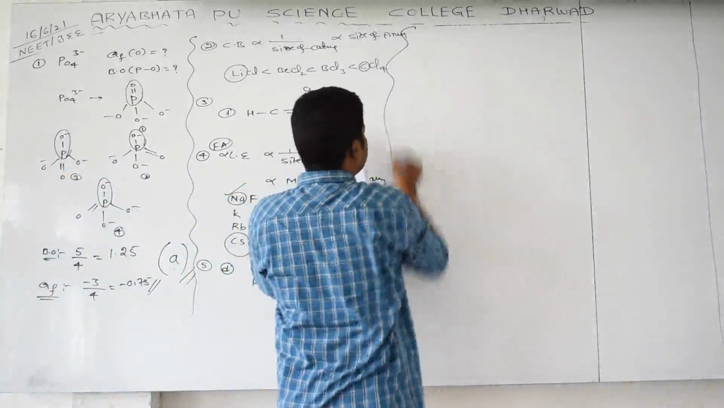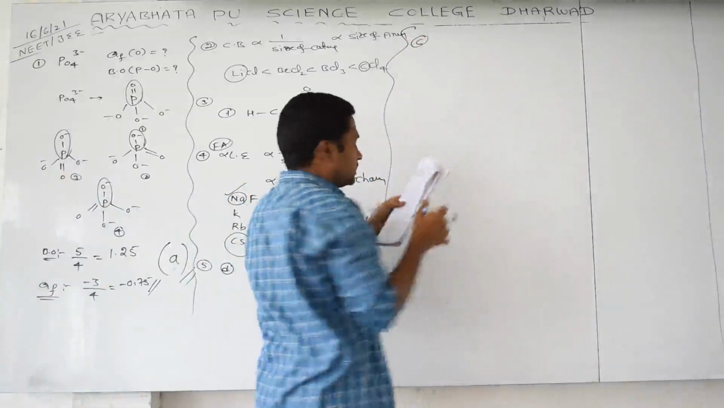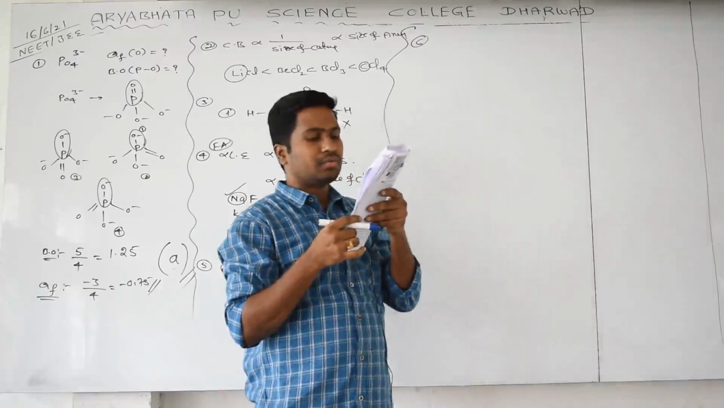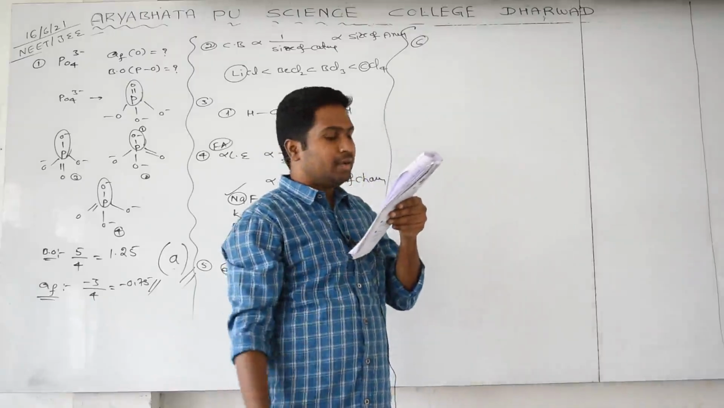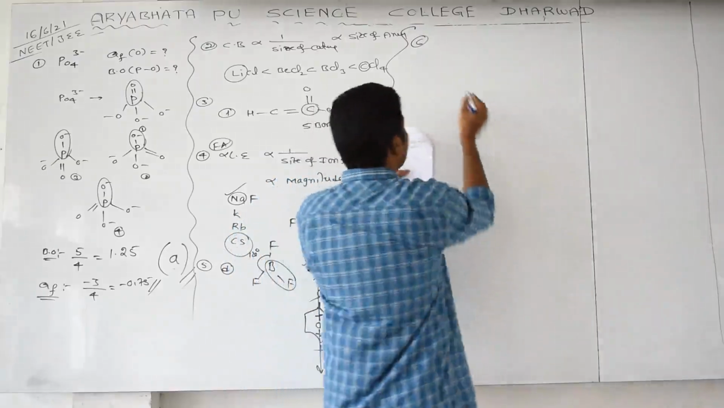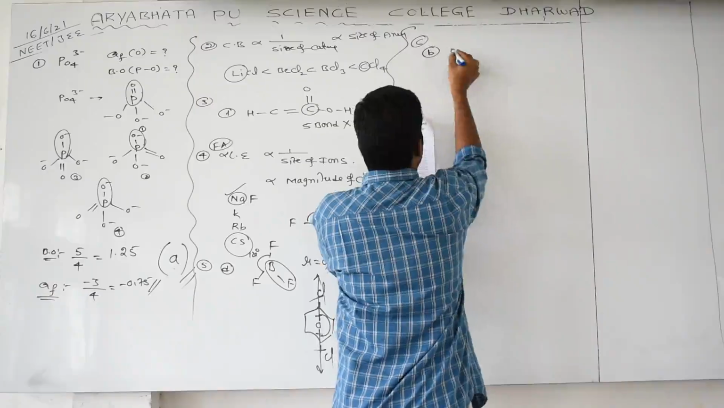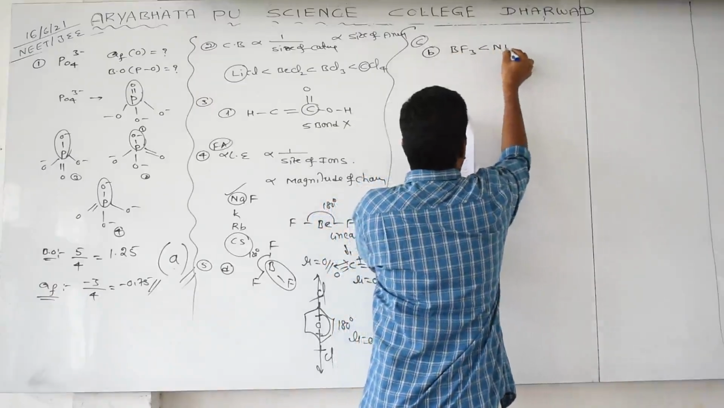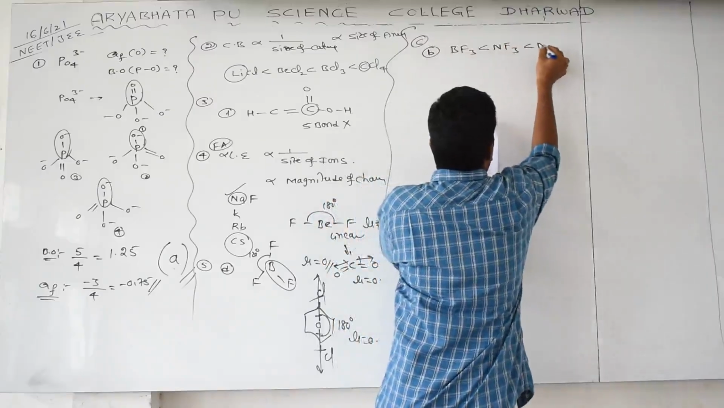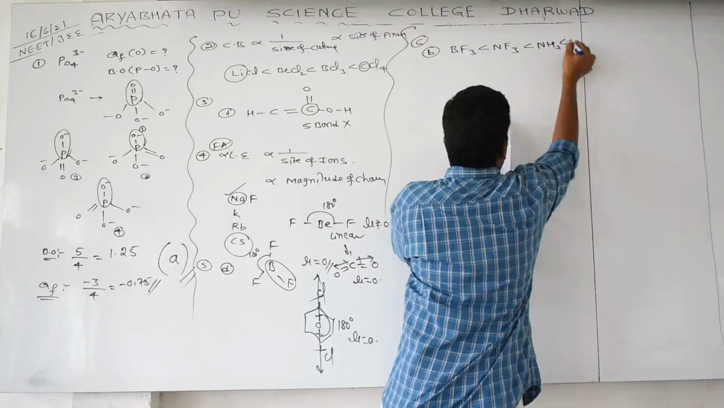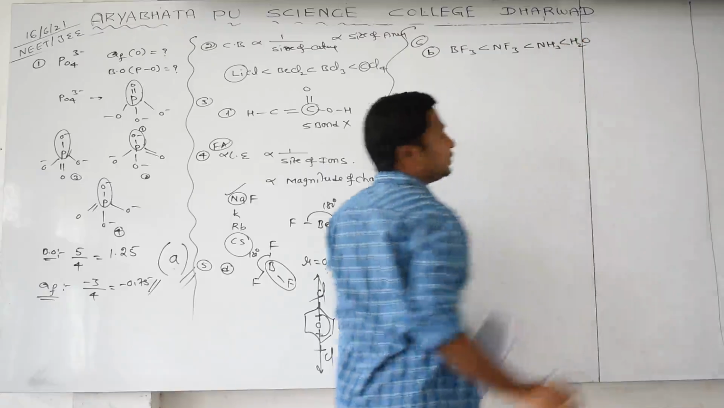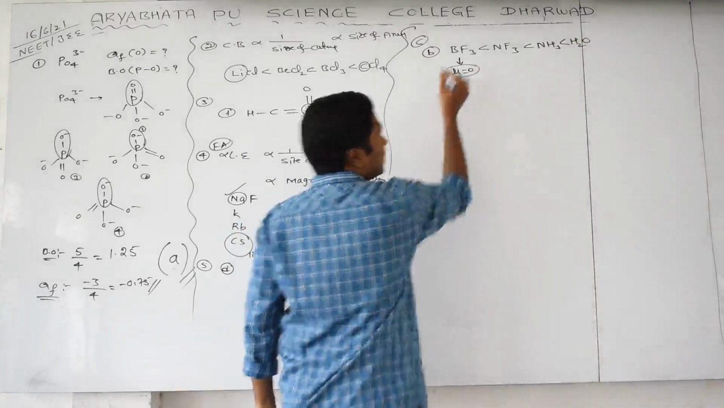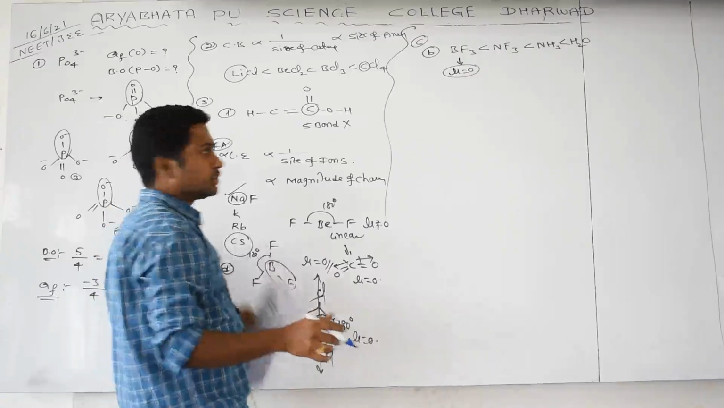Sixth one. See the things carefully. Which of the following is the correct order of the dipole moments? Dipole moment means you check the second option. Why? Because I will explain to you. BF3 is least, then NF3, then NH3, and highest for H2O. So BF3 has zero dipole moment because it is a symmetrical molecule, according to this concept.